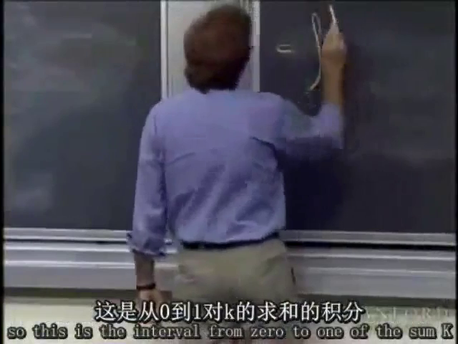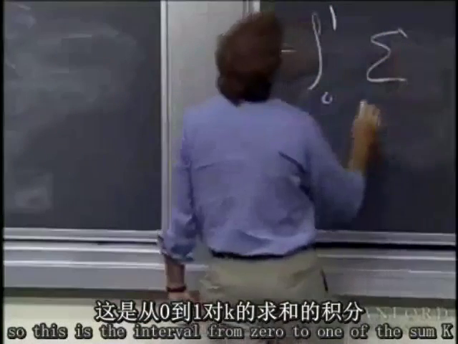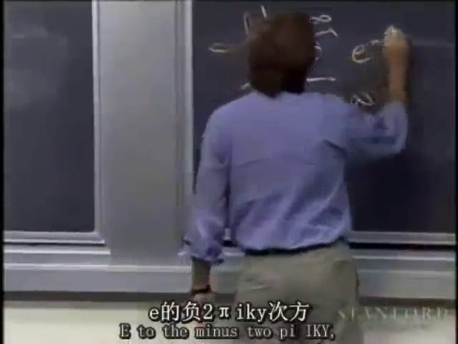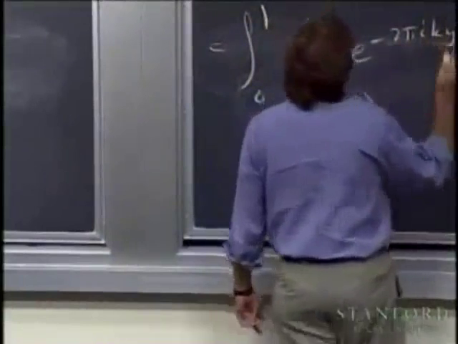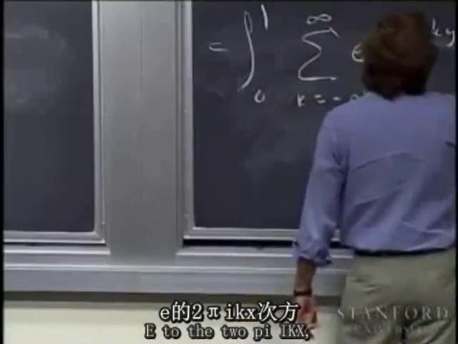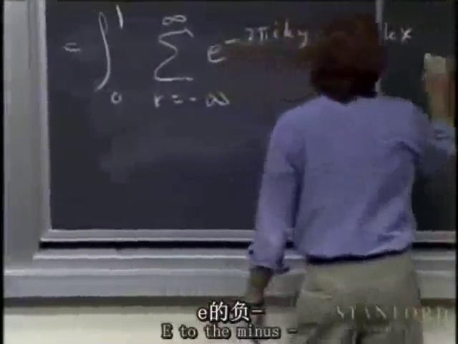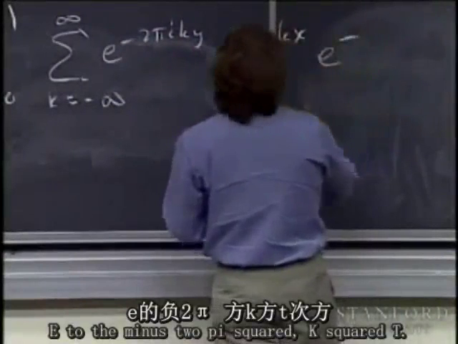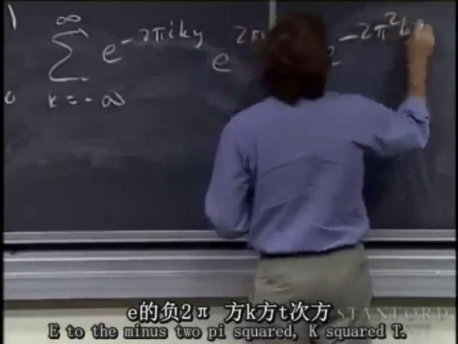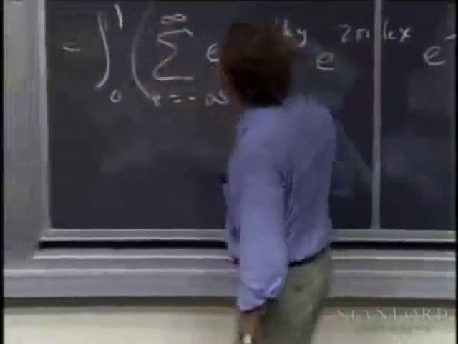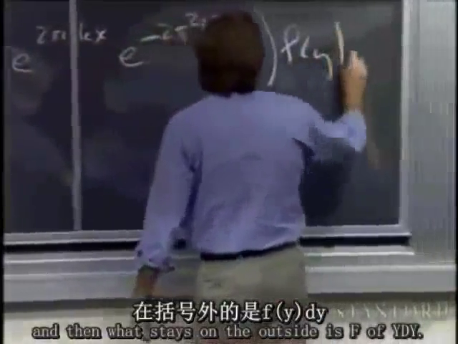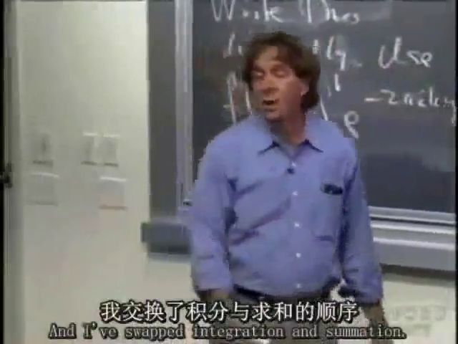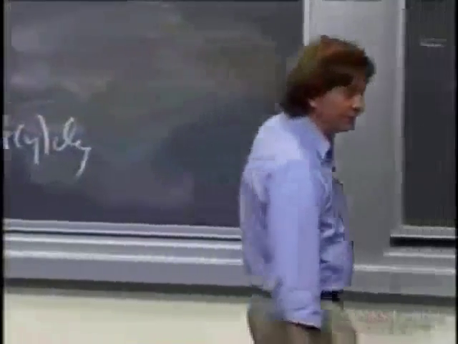So this is the integral from 0 to 1 of the sum, k going from minus infinity to infinity. So let me put the terms together like this. e to the minus 2 pi i k y, e to the 2 pi i k x, e to the minus 2 pi squared k squared t. I'm putting all the terms together that get summed, and then what stays on the outside is f of y dy. All right, I haven't done anything there. I've just rearranged things, and I've swapped integration and summation.